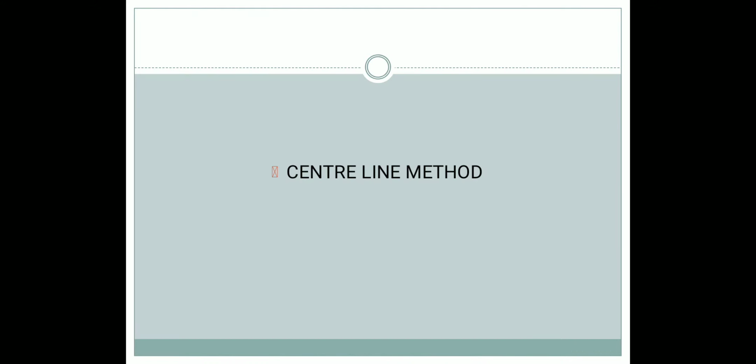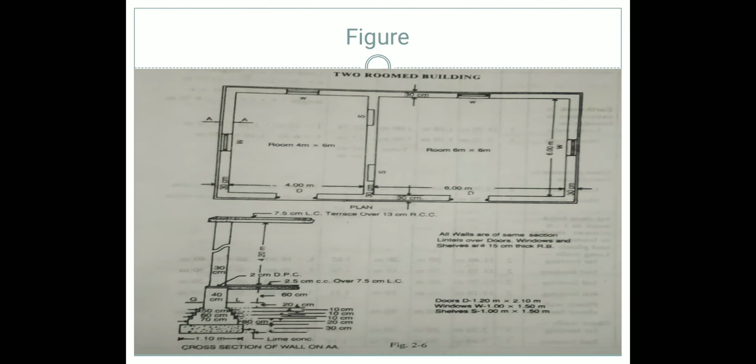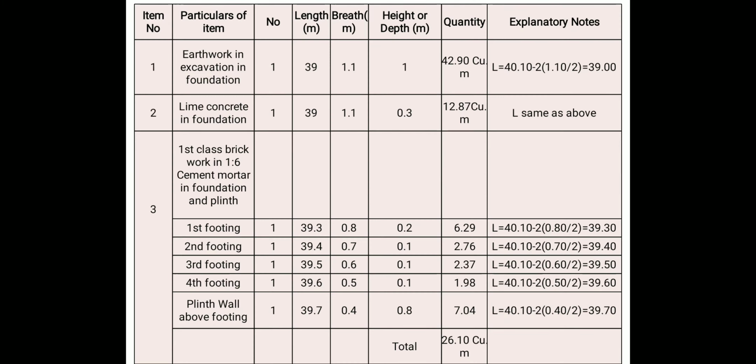The same problem is again solved by centerline method, where the first one, excavation of foundation, numbers is 1, length is 39, which is calculated by L is equal to 40.10 minus twice the breadth divided by 2. So that is 39. Breadth is 1.1, depth is 1. That means the total quantity of 42.90. For lime concrete in foundation it is 1, 39, 1.1, 0.3, that is 12.87. For the first class brickwork in 1:6 mortar, for the first footing it is 1, 39.3, 0.8, 0.2, 6.9.